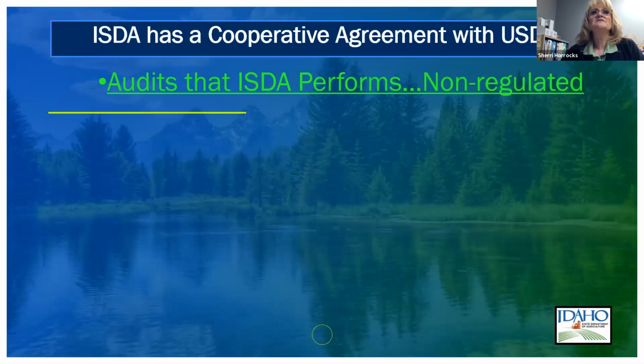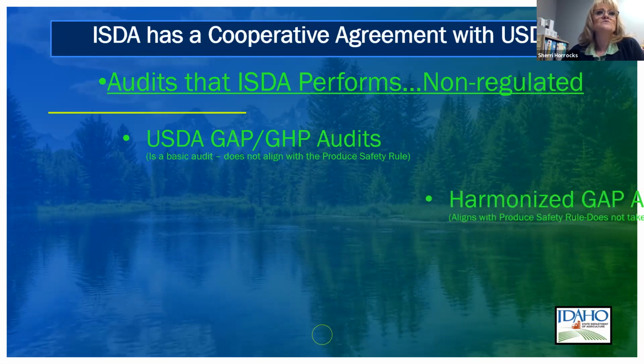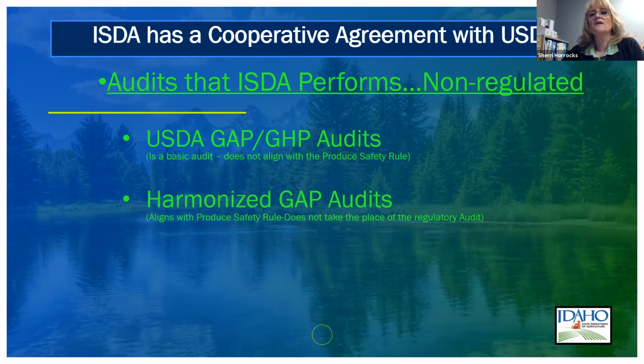The type of audits that we perform are all non-regulated audits. That's the only type of audit we perform. We perform USDA GAP-GHP audits, which is a basic audit, and it does not align with the produce safety rule. I see more processors use this type for potatoes than any other type of audit. The next one is a harmonized GAP audit. It aligns with the produce safety rule, but does not take the place of the regulatory audit.